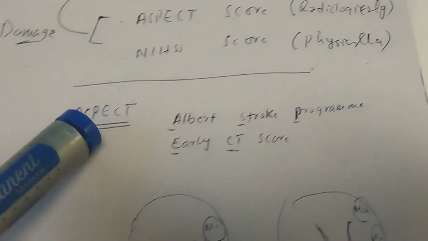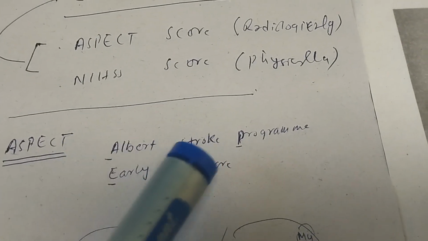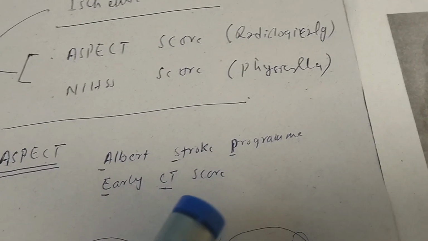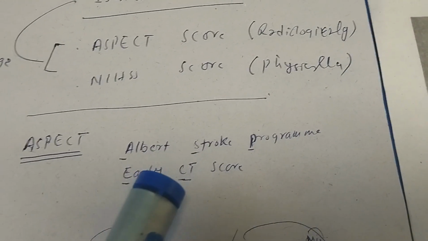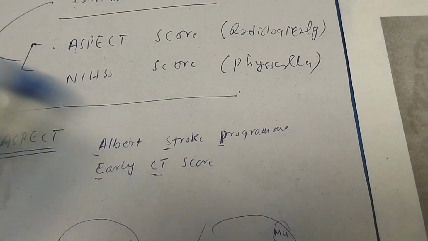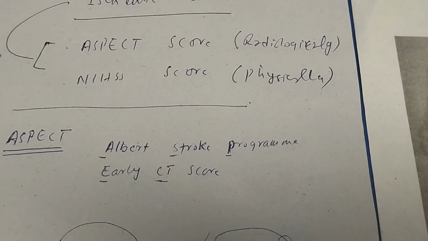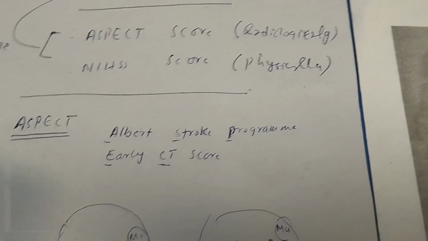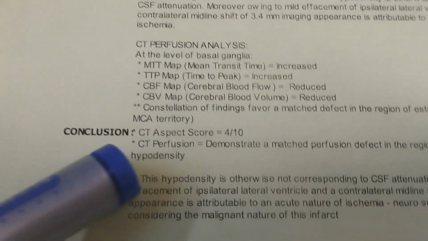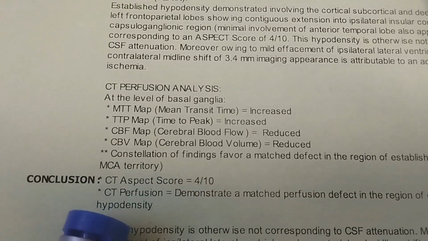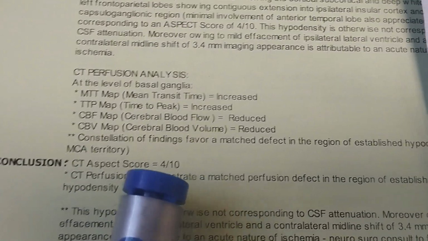What does ASPECT mean? A is Alberta, S is stroke, P is program, and E is early, CT means CT and score. So Alberta Stroke Program Early CT Score. Now there are different areas which we are going to find on CT brain. So let us explain it here. For this patient they gave us a CT ASPECT score of 4/10, but we will find it.